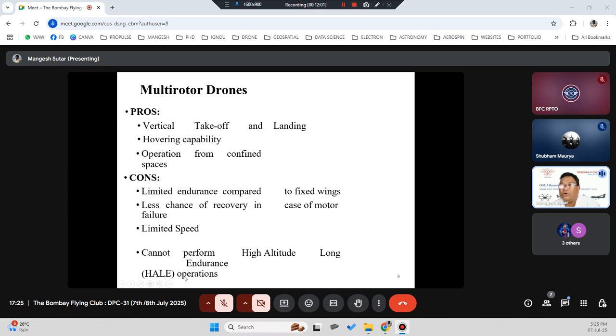But what are the cons? Limited endurance capacity compared to fixed wing, and less chance of recovery in case of motor failure. They cannot perform high altitude long endurance. They cannot fly beyond 20,000 feet and all that. Multi-rotors can go maximum 1,000, 2,000 feet, not beyond that. There you have to compromise on endurance, because the higher you fly, the more power it takes, and your endurance will reduce further.